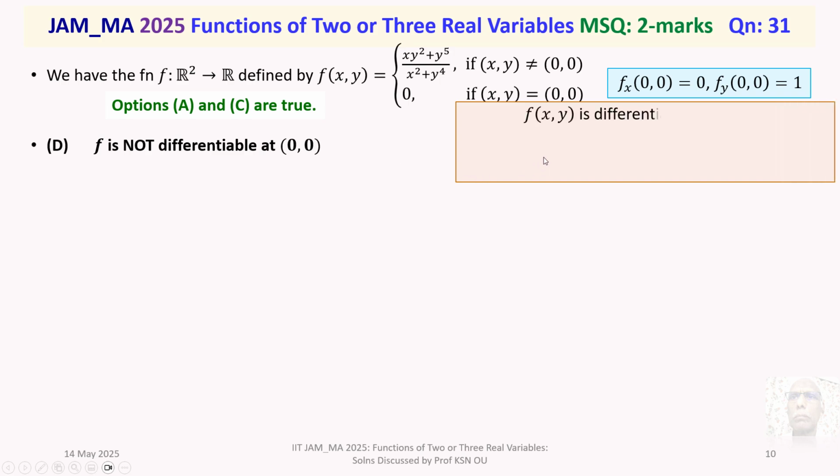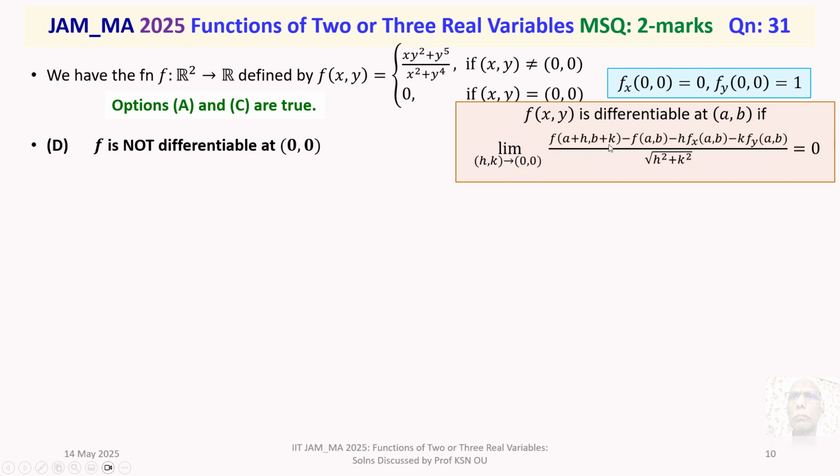Recall the differentiability at a point a comma b. So f of x comma y is differentiable at a comma b if limit h comma k tends to 0, 0 of f of a plus h comma b plus k minus f of a comma b minus h times fx at a comma b minus k times fy at a comma b, all divided by the square root of h square plus k square. If this limit exists and is equal to 0, then f of x comma y is differentiable at a comma b.